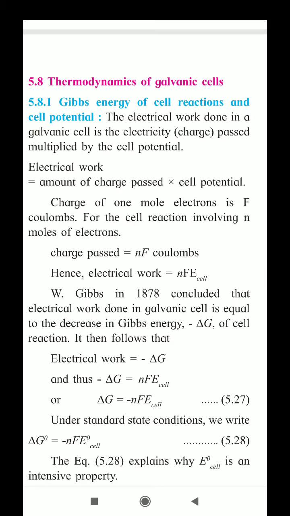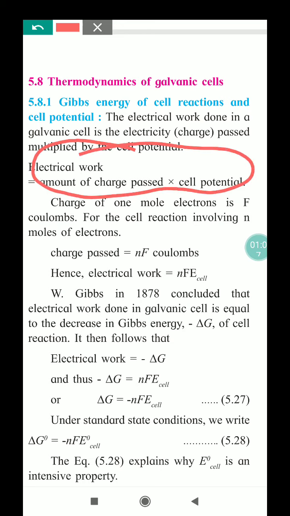So students, first, electrical work is equal to the amount of charge passed multiplied by the cell potential. Now this charge passed, that is 1 mole of electrons, is a Faraday in coulombs, 96500 coulombs. For a cell reaction involving n moles, that is, for any cell we cannot say exactly 2 or 4, so here we assume that n moles of electrons are involved.